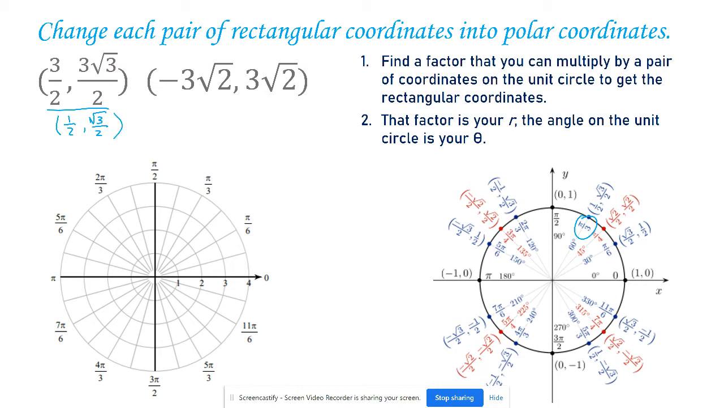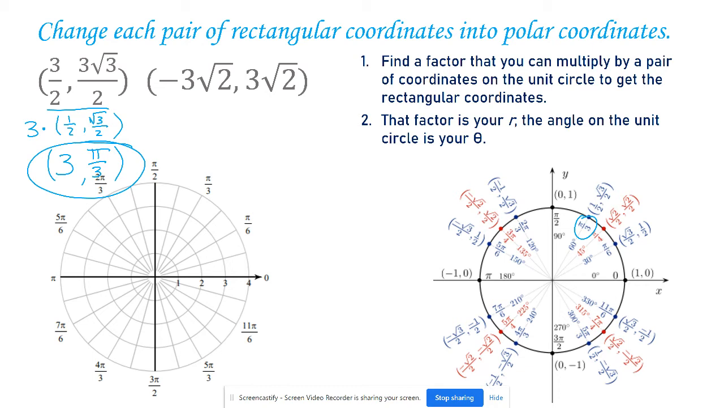And what I see is if I take those two things and multiply them both by 3, then I get 3 over 2 and 3 square root of 3 over 2. So the idea is I'm taking my coordinates at pi over 3. So pi over 3 is my theta, that's my angle. And I'm multiplying both coordinates by positive 3 to get those numbers. So my polar coordinates of that point is going to be 3 comma pi over 3.